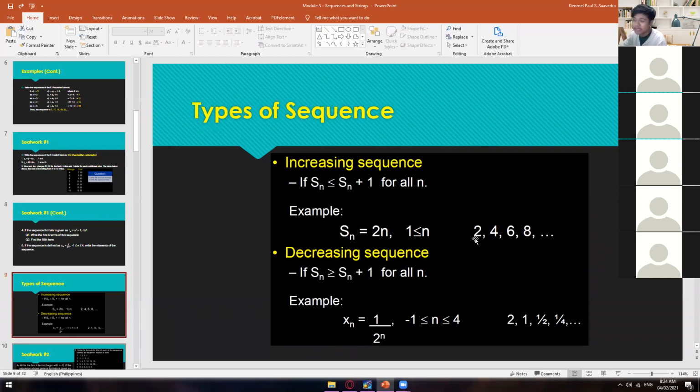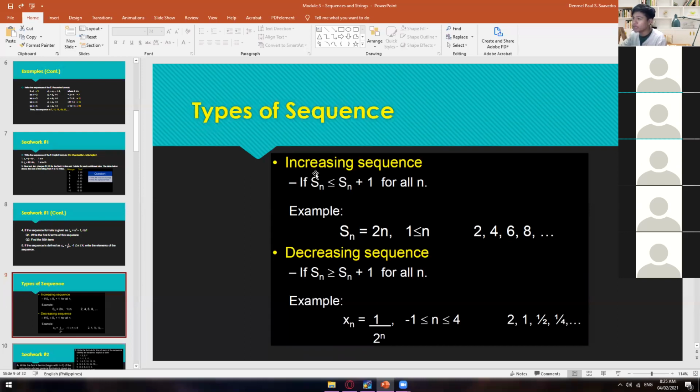Okay. So in a sequence, there is always a pattern. You just remember that. It's not just increasing randomly. So it's not like 2, 4, 10, 15, and then 18, and then 35. It's not like that. In a sequence, there is a pattern wherein in here, it's increasing by 2.